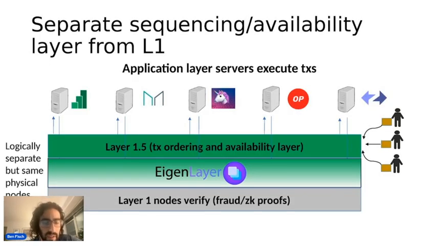So as I mentioned, we can think of this layer 1.5 that's doing transaction ordering and availability as not necessarily even a separate physical layer. It could be run through services like EigenLayer that enable this by the same set of physical nodes that are running the layer 1, or at least you could subsidize the participation of the physical nodes that are running the layer 1. But logically, it is separate, and it could be a separate protocol that operates differently from the layer 1's main consensus protocol.